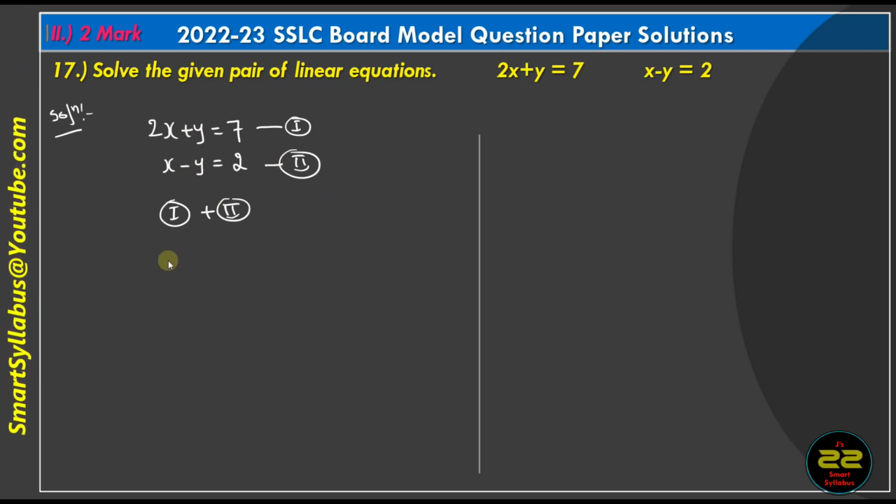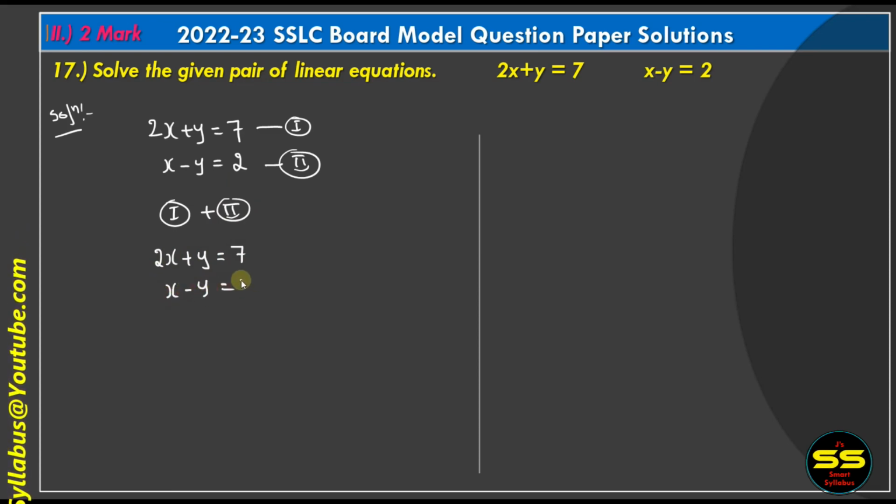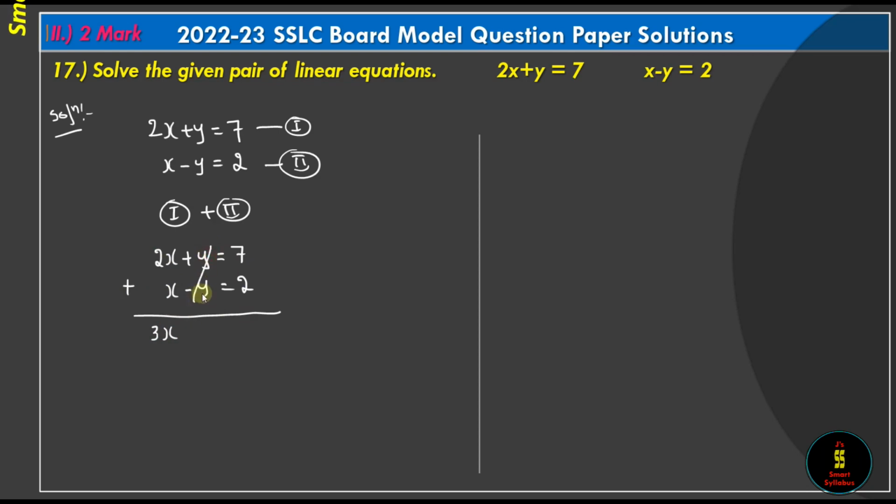Okay, we'll add these 2 equations now. 2x plus y is equal to 7, and x minus y is equal to 2. When you're adding the equations, there is no need to change the signs. So 2x plus x is 3x; then plus y minus y have opposite signs, so they get cancelled. Now 7 plus 2 will be 9.